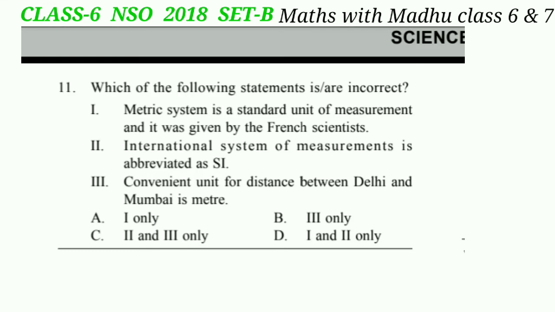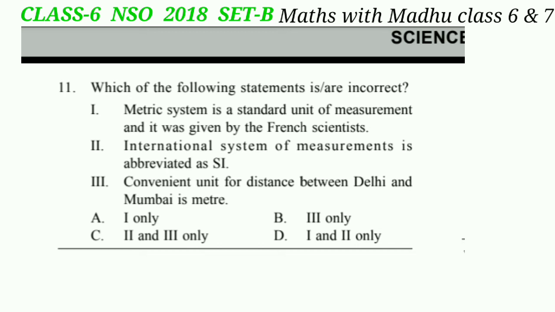Now coming to the science portion, question 11. Which of the following statements is or are incorrect? Statement 1. Metric system is a standard unit of measurement and it was given by the French scientist. This is the correct statement. Now statement 2. International System of Measurements is abbreviated as SI. This is the incorrect statement. International System of Units is abbreviated as SI.